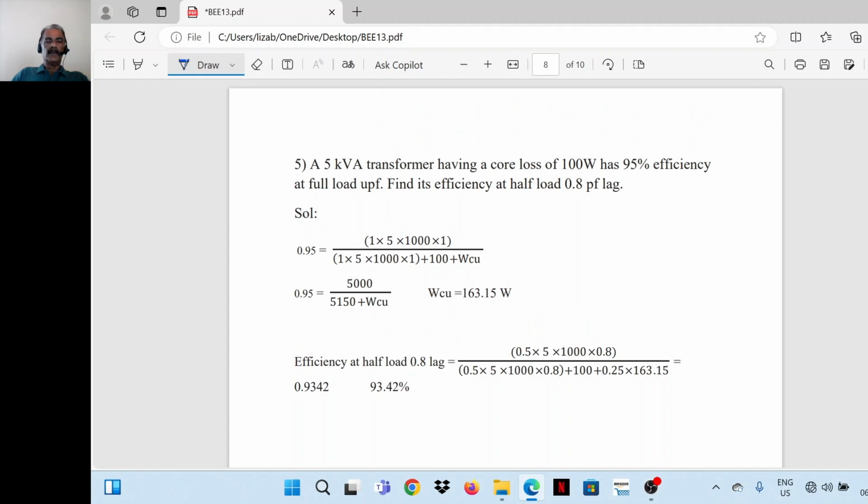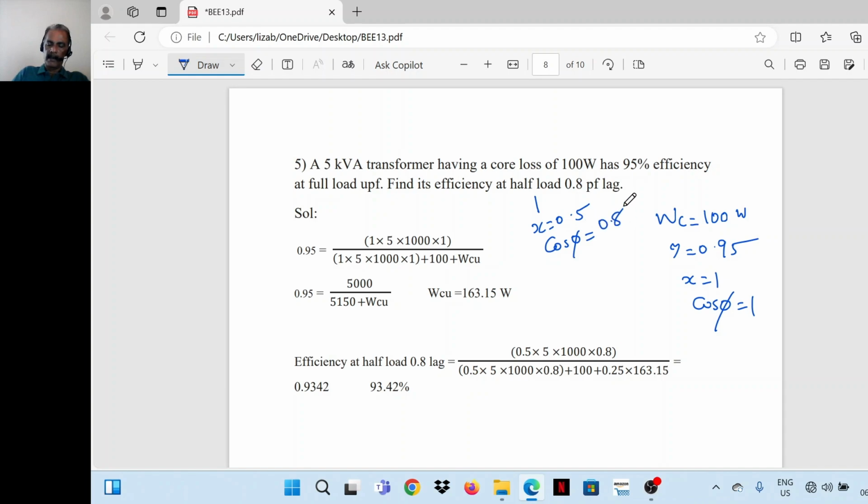A 5 kVA transformer having a core loss of 100 watts, WC is equal to 100, has efficiency 95%, efficiency 0.95, at full load UPF, x is equal to 1, cos phi is equal to 1. Find the efficiency at half load 0.8 power factor. So we have to find out the efficiency at half load. x is equal to 0.5 and cos phi is equal to 0.8.